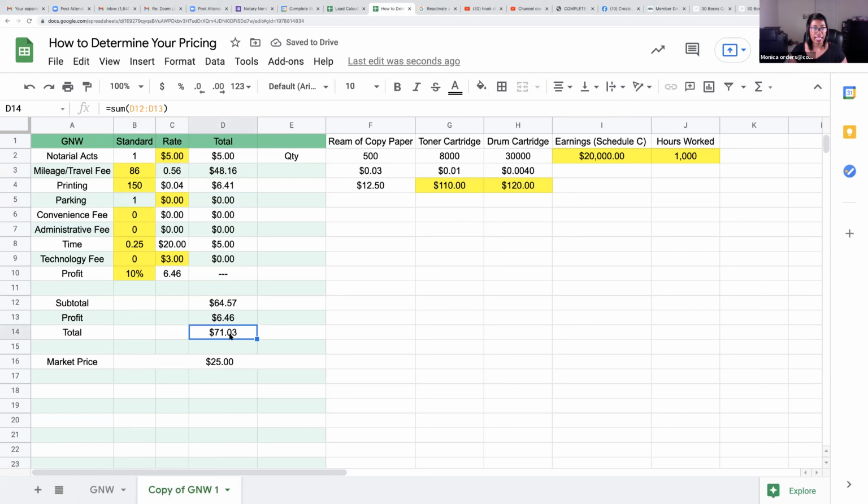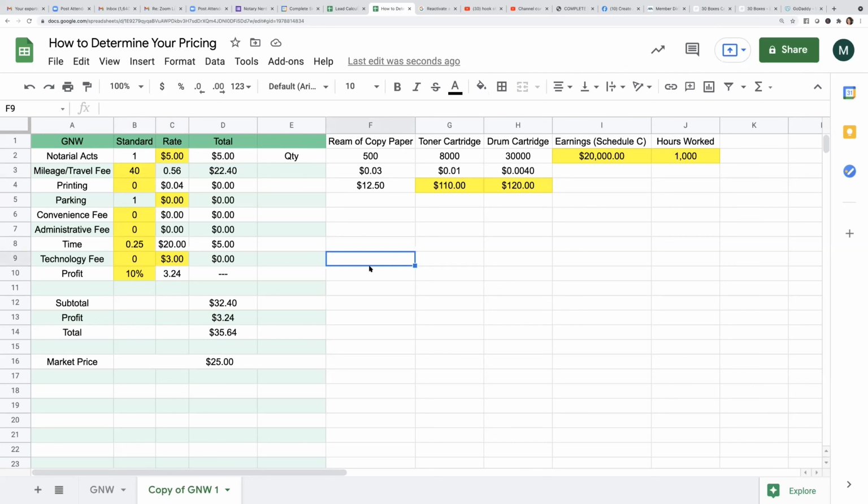So what I'm looking at now is a $70 signing. I don't really have any printing that I'm gonna have to do. Okay, so now I'm a $60 signing, and they're not really 86 miles away. They're only down the road. Oh, would you look at that? How much do I need to charge for that signing? $35.64. Exactly.